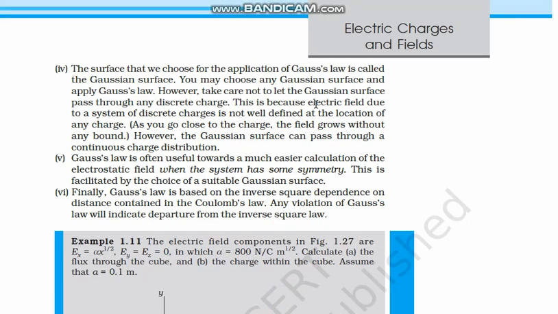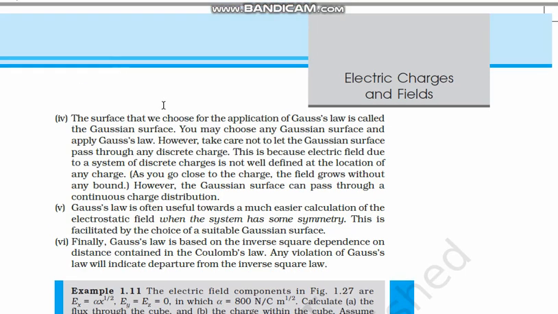Now the fourth property: the surface we choose for the application of Gauss law is called a Gaussian surface. That is a simple thing. The surface we use is called a Gaussian surface.